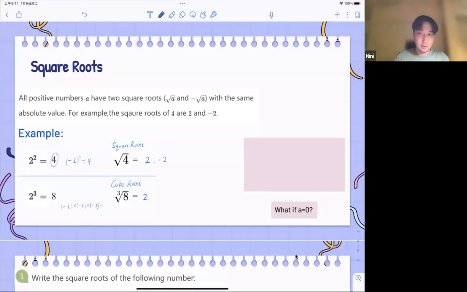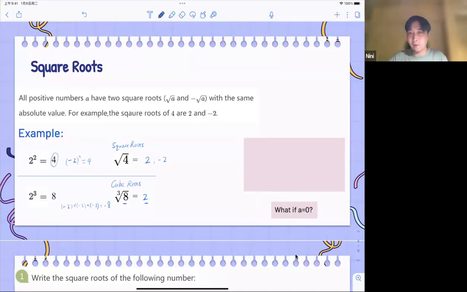The answer is still minus a, not positive a. So that means for the positive a here, the answer can only be the positive 2. Okay, I think that's all for the square root and cube root. But also we got some specific situation here.